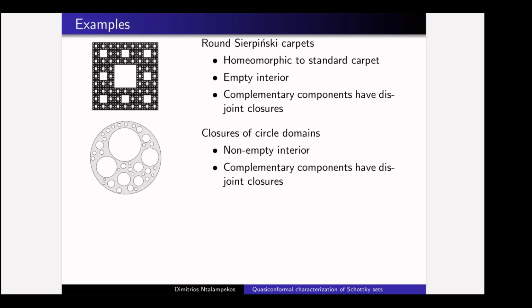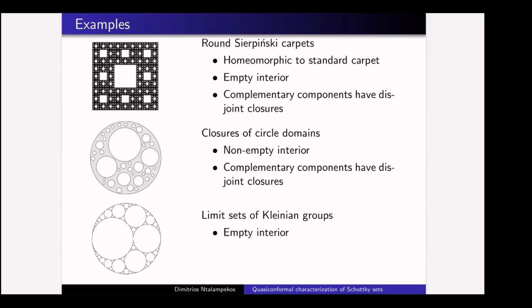Now, we also see Schottky sets in dynamics. They appear as limit sets of Kleinian groups. This is the Apollonian gasket. So again, we have empty interior, but in that case, the complementary components can touch. So we see here the disks have points in common, the circles maybe.